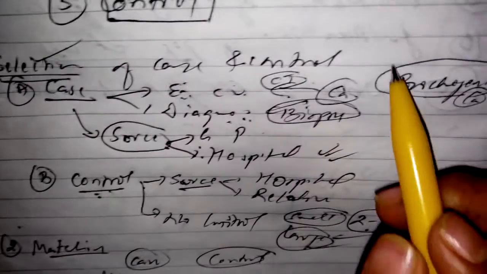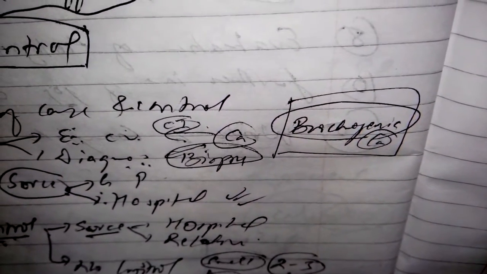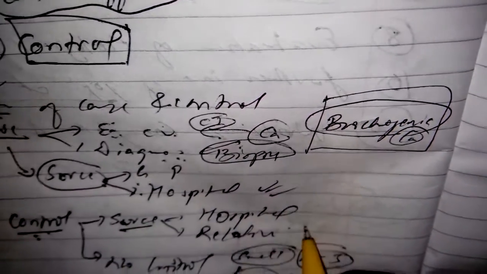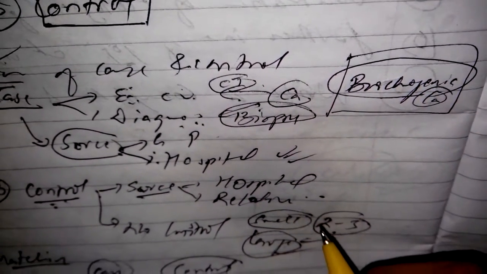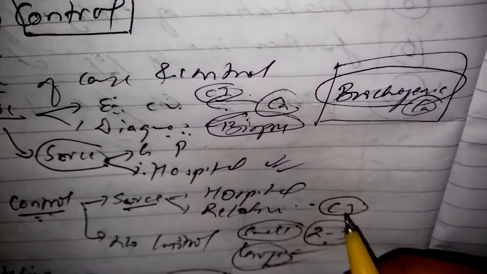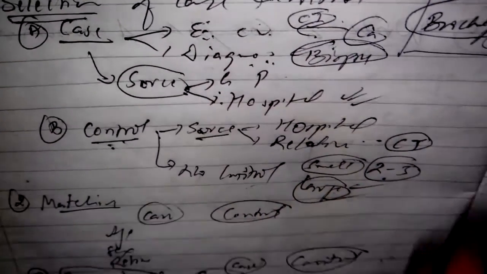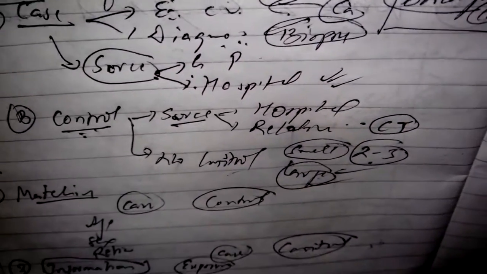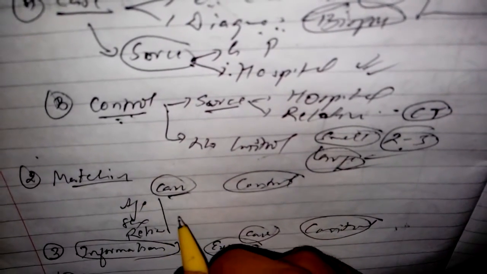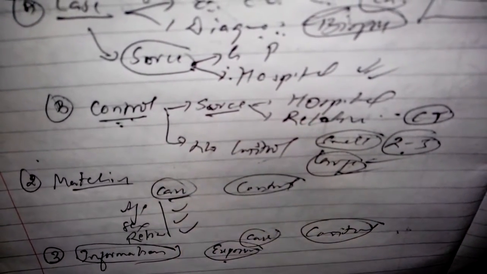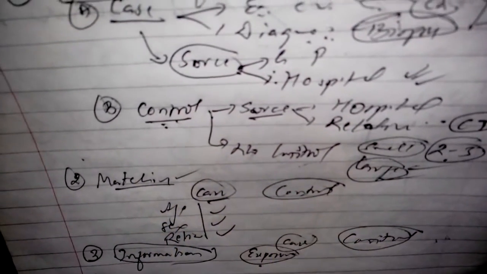The control can be the relatives of the bronchogenic carcinoma patient, who might have had a CT scan. They are favorable as our control. Then the number of controls we can manage from them can be one or many. After this we have both case and control, and we arrange them according to age, sex or religion. This is known as matching.